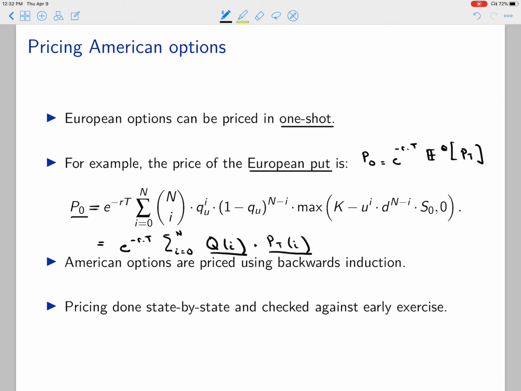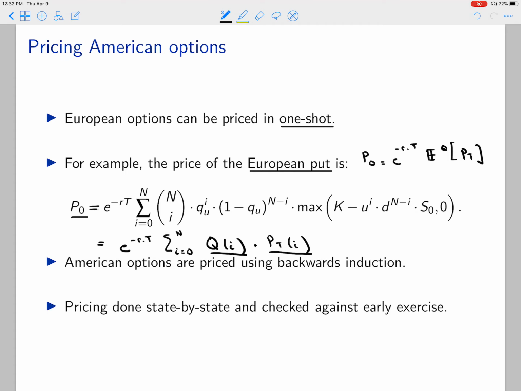In contrast to the European options, American options payoffs are actually going to depend on events prior to date T, and this is because they depend on early exercise conditions at the intermediate states. This dependency on prior date payoffs means that American options cannot be priced in one clean, easy, one-shot formula like we have here. Instead, they need to be priced using an algorithm called backwards induction, which is going to prevent us from using a nice clean formula.